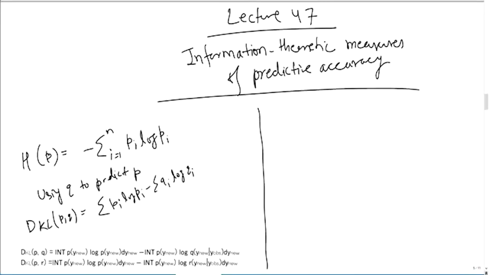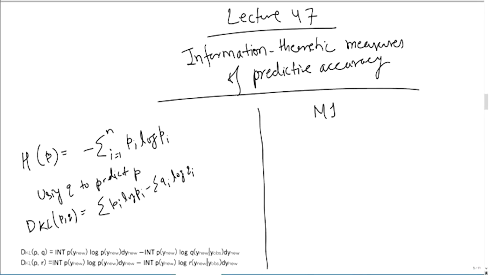In the last lecture, we left at this question: what measure should we use to calculate the predictive accuracy of a model? So, how do we calculate how accurately the model predicts future data? Okay, so we need to quantify.